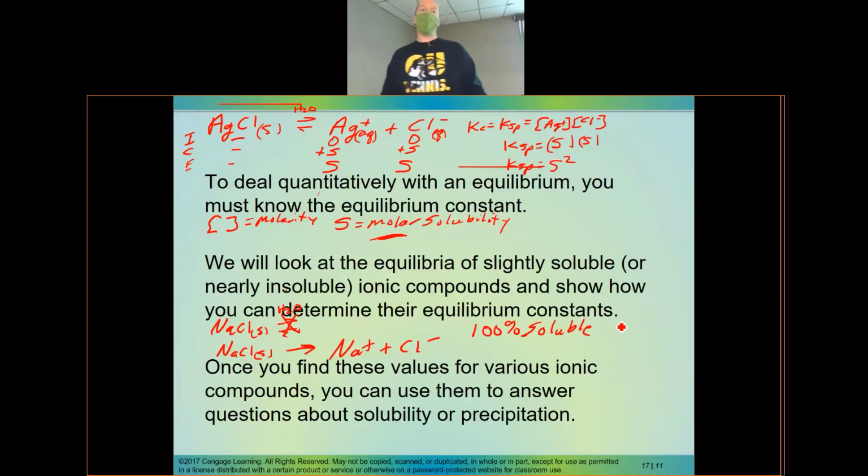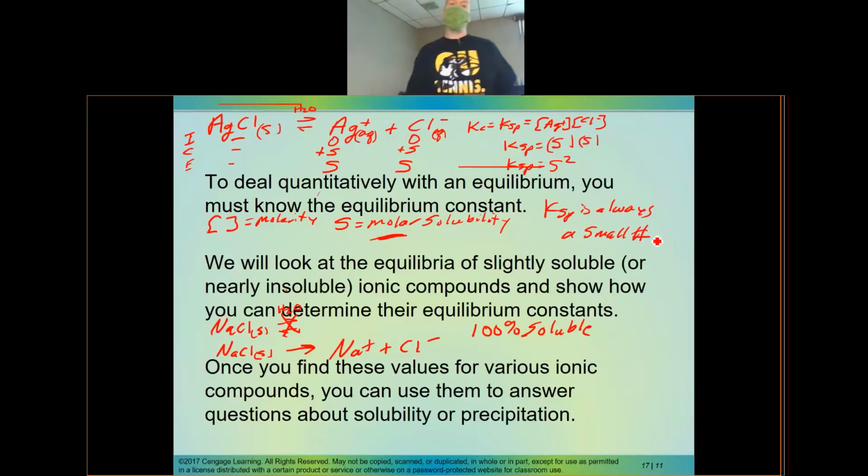All right, and so whenever you have an insoluble salt, you have a partial solubility. And just like Ka and Kb, your Ksp is always a small number, because it's insoluble. Very small amounts are going to the right, which means your concentration of products is going to be very small. And so that is going to give you a small Ksp value.